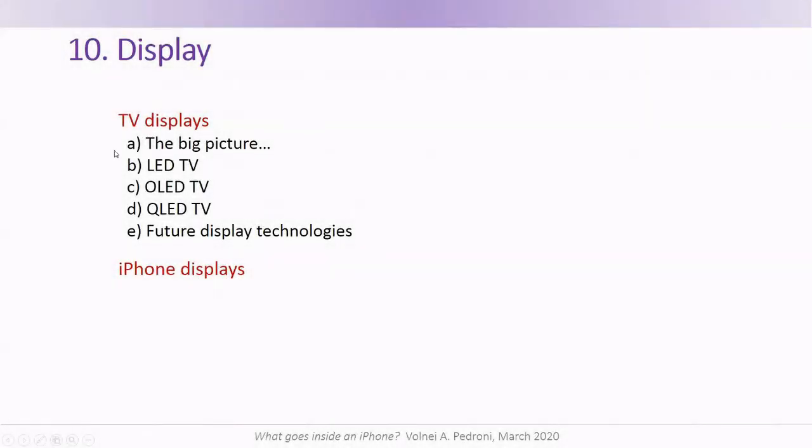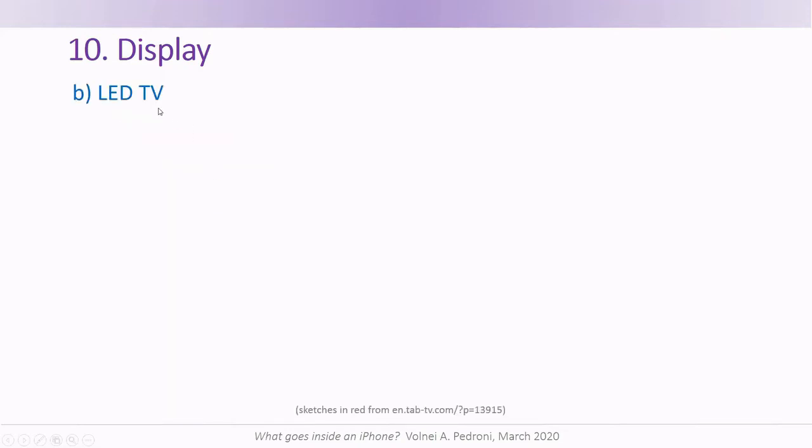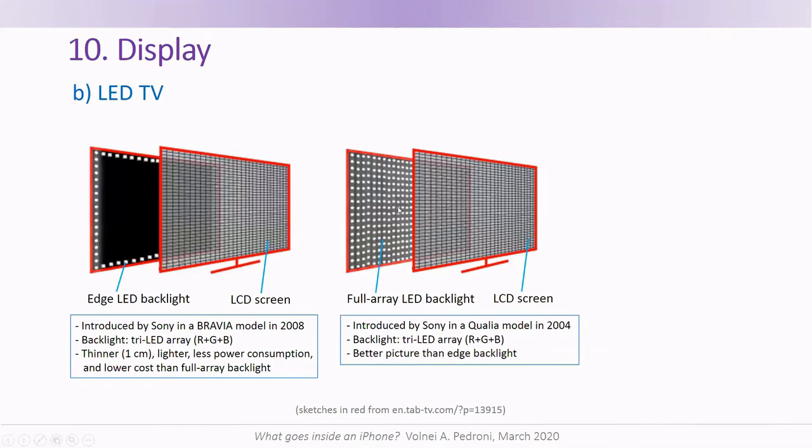We saw the big picture. So we turn now to internal details of the main types of TVs currently available, starting with the LED TV. Two main construction approaches are shown here. Remember that the LEDs are just for the backlight around the edge here, in a full array in the other case here. The edge backlight style was introduced by Sony in 2008.